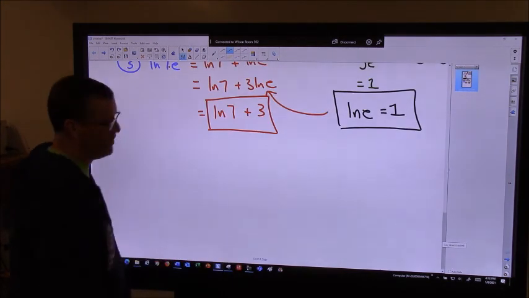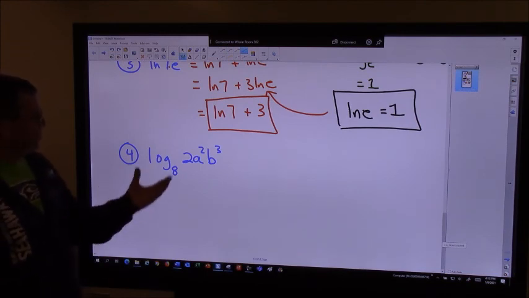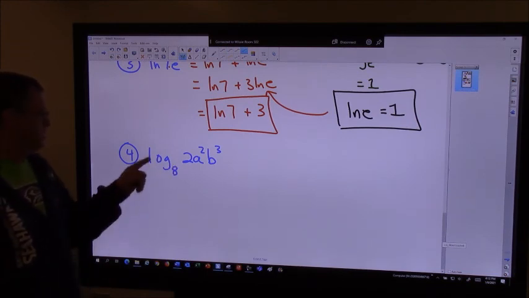Okay? Let me give you guys one to try. All right, you guys try this one. I want you to completely expand that log expression.